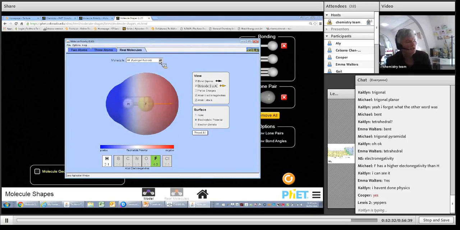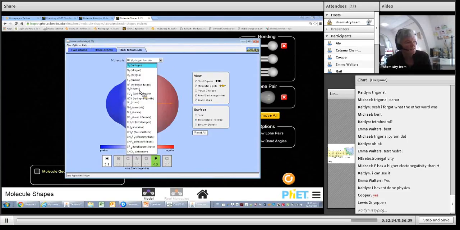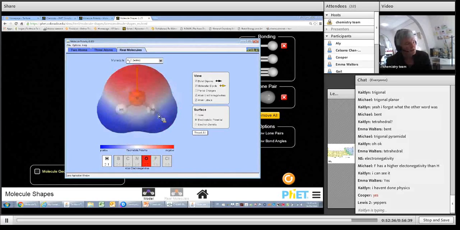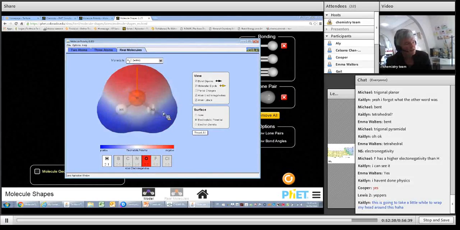If I change it to something like water, I don't know if you can see this area is positive, because I've got a bond dipole going between the hydrogen and oxygen because this is a polar bond.